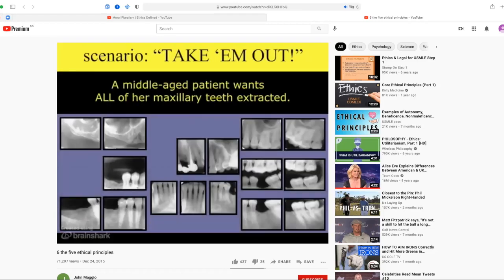This woman in her 40s wants all her maxillary teeth extracted. There's nothing wrong with her teeth or the supporting structures. We will talk in class this week about what to do.